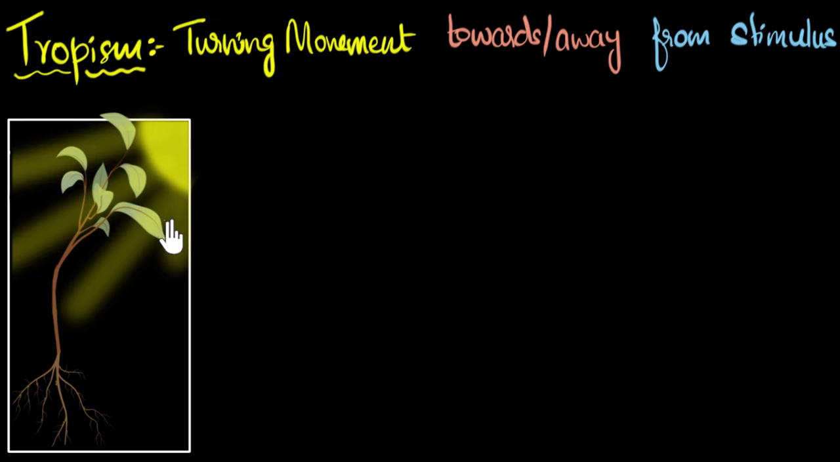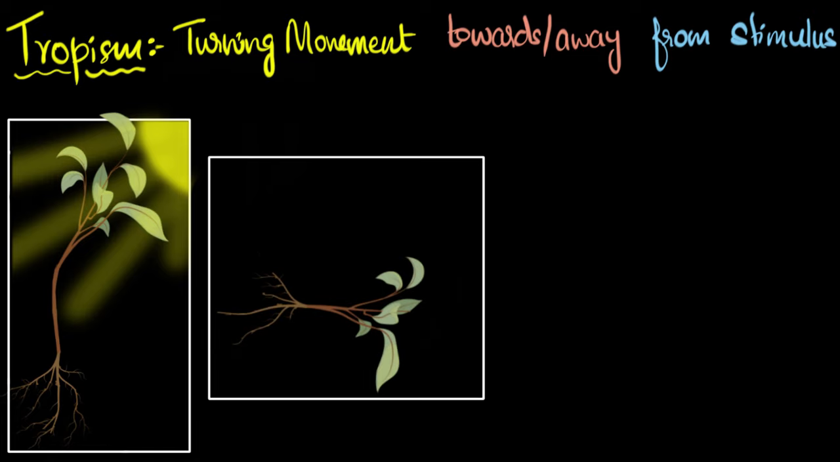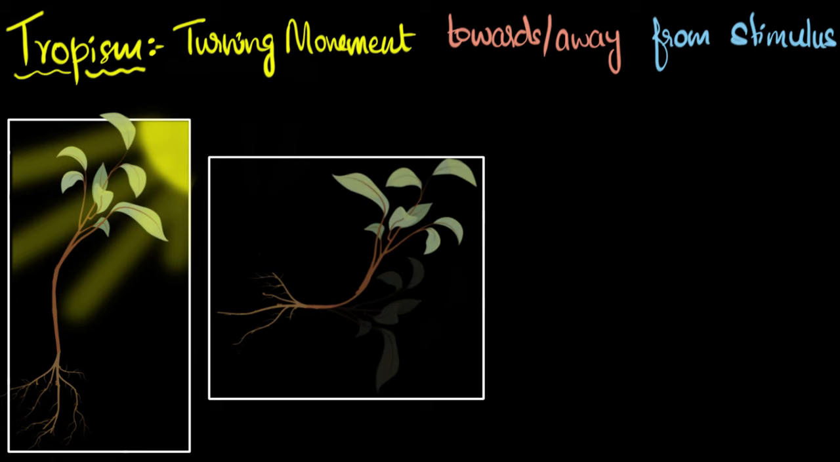So this is tropism. Similarly, if you look at the roots now carefully, you will find that the roots will start moving away from the sunlight. This is also tropism because it's also a turning movement, which is moving away from the sunlight. Let me give you another example. Say you try to take a plant and make it grow horizontally for some reason. You will now see as the plant grows, if you look at the shoot, you will see that it won't grow horizontally. Instead, it will turn up. Again, this is a tropic movement or tropism because it's a turning movement.